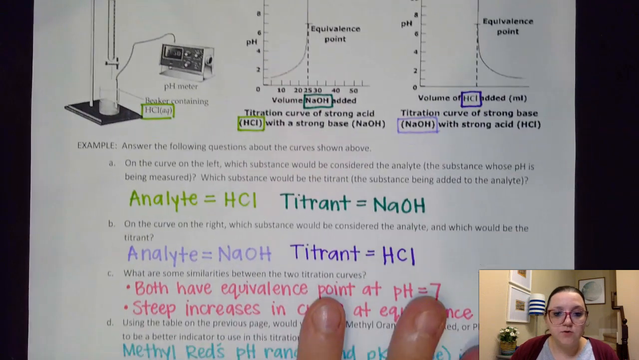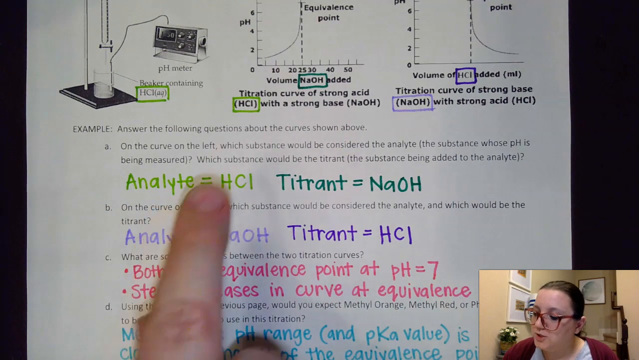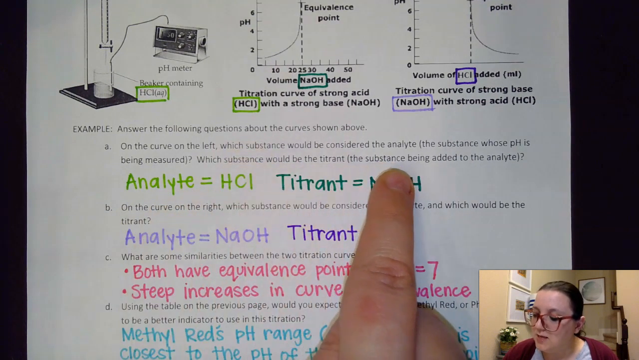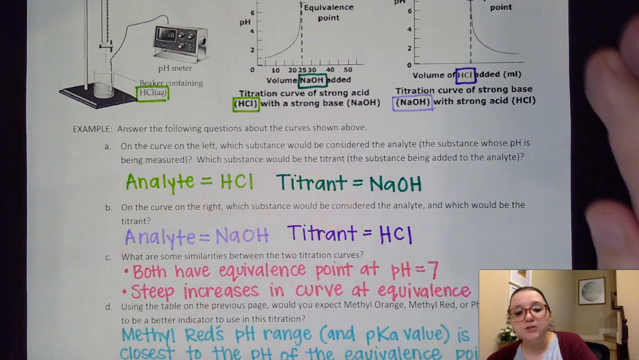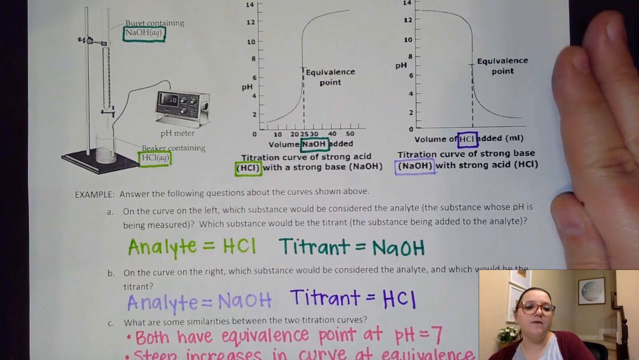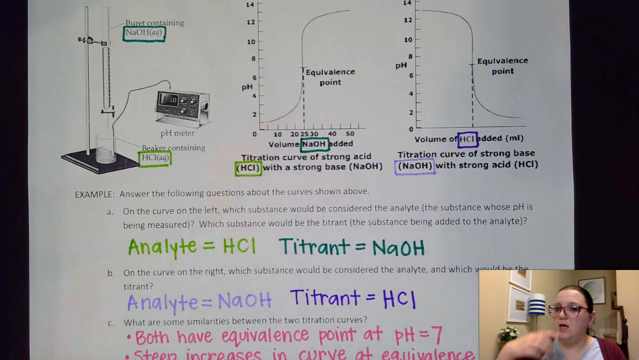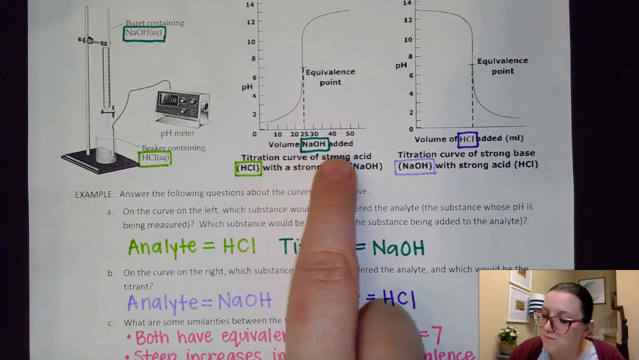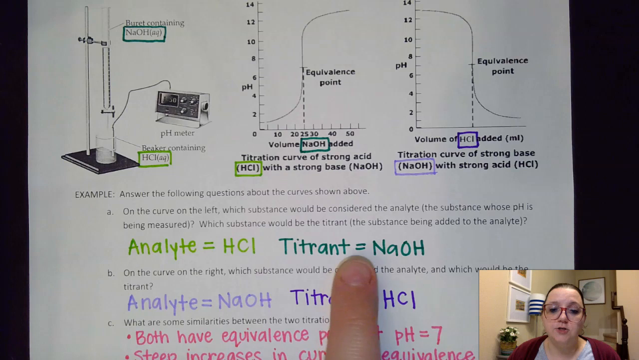So it asks us for some questions down here. It says, on the curve on the left, which substance would be considered the analyte and which one would be considered the titrant? So if you look at your graph up here, you should be able to figure out what's going on. Knowing that I have HCl and NaOH, if it's starting low, then that means that whatever was originally in the analyte container to begin with must have been the acid. And I can see that the volume of NaOH is being added, so that had to be our titrant here.